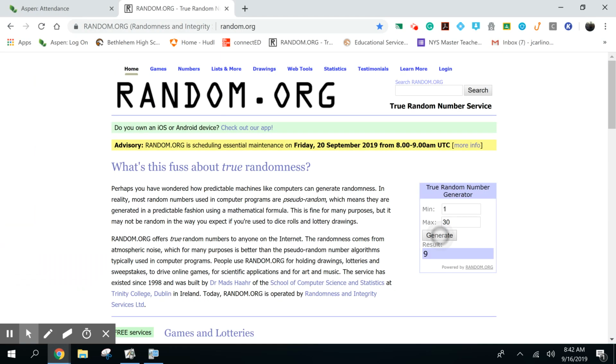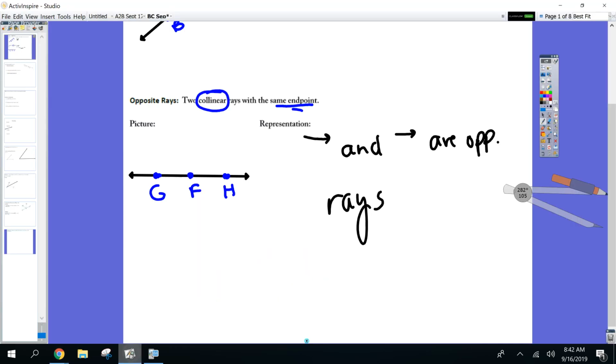Ready to go? Let's start hearing from 14 today. 14. What is it? FG is 1. And what about the other one, Maya? FH. Perfect. They're on the same line, and they share endpoint F. Perfect. Guys, all right with that?